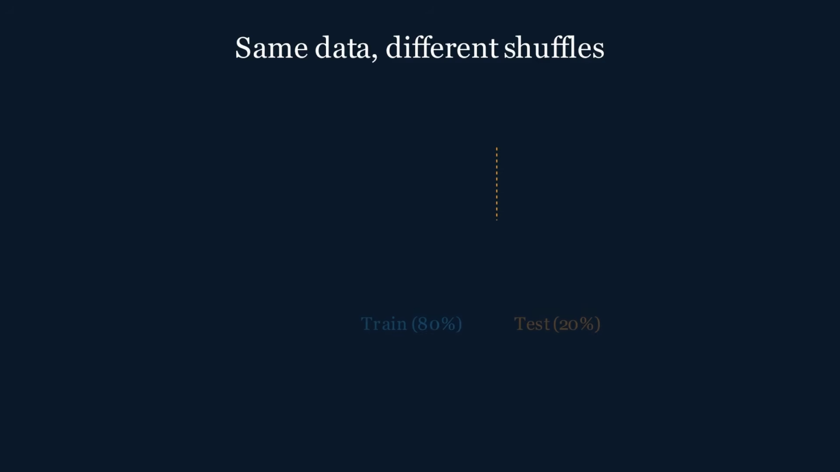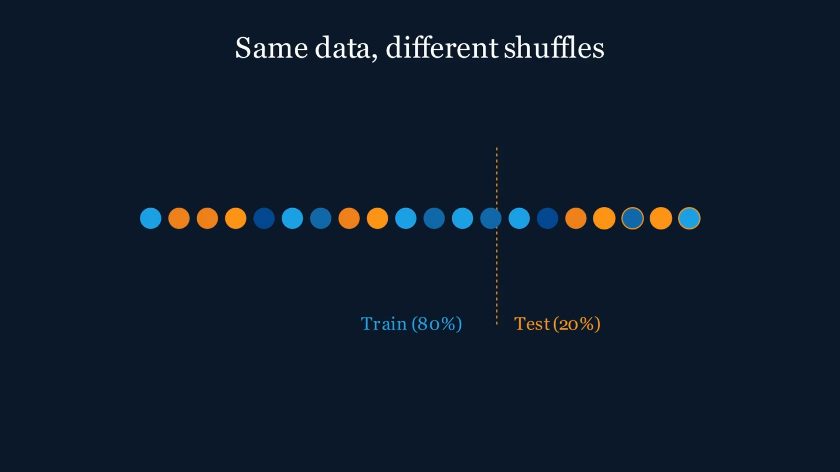Let's start with what most tutorials teach you on day one, the train-test split. You take your dataset, carve off 20% for testing, train on the rest, and score it. Simple, clean, and dangerously fragile. Here is why. When you shuffle your data randomly and split it, you're making a bet. You're betting that the 20% you set aside is a fair representation of the whole dataset. Sometimes it is, sometimes it isn't.